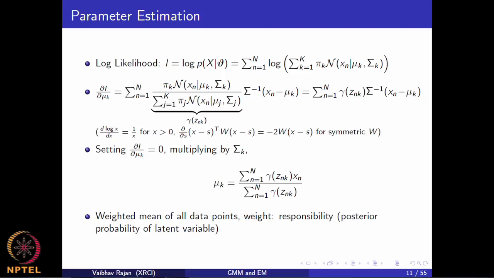Remember, we do not know the responsibilities. We have assumed that we know this, but the responsibility has all the unknowns inside it. It has pi k, mu k and sigma k, all of which are unknown. We just assumed that we know this and we substituted it and did the math, and we got a nice form for mu k.